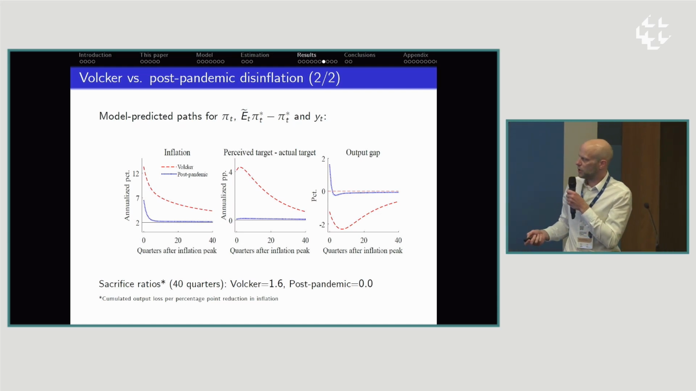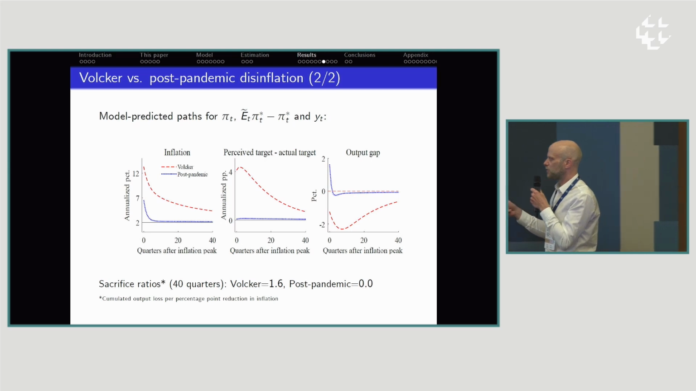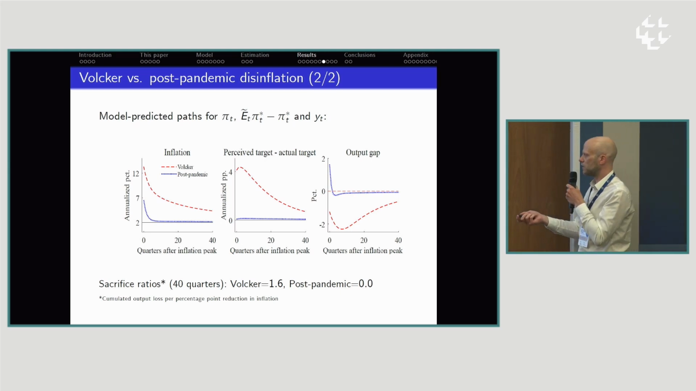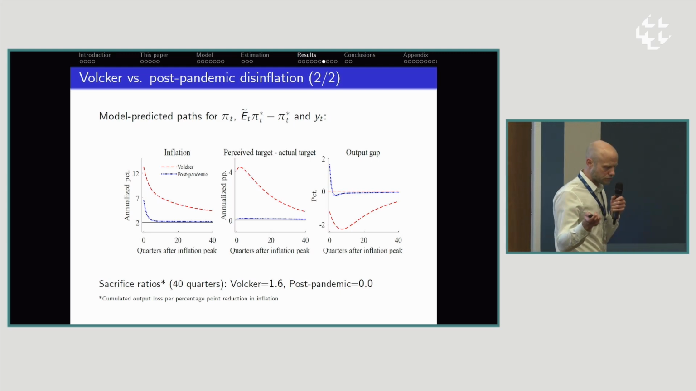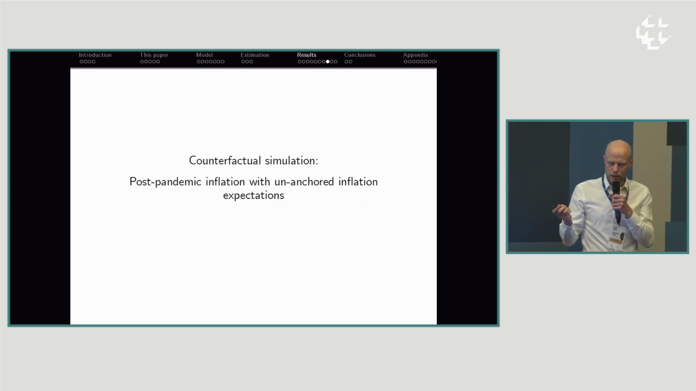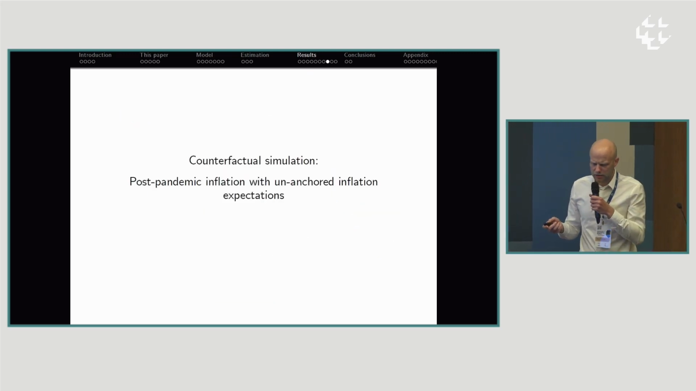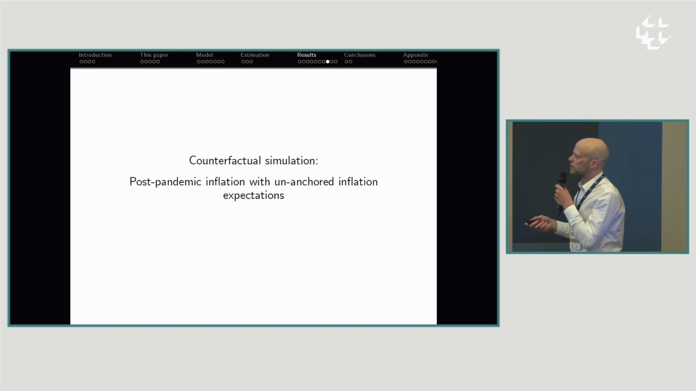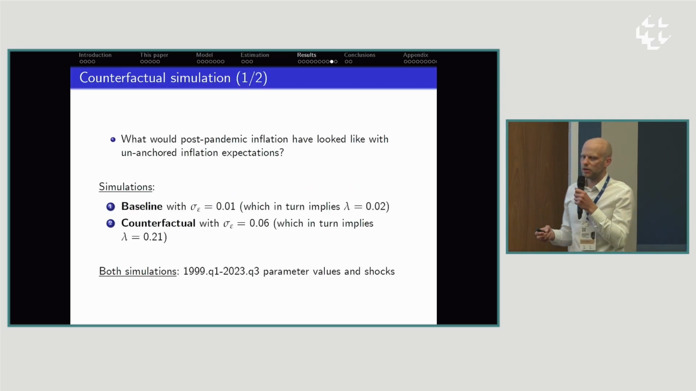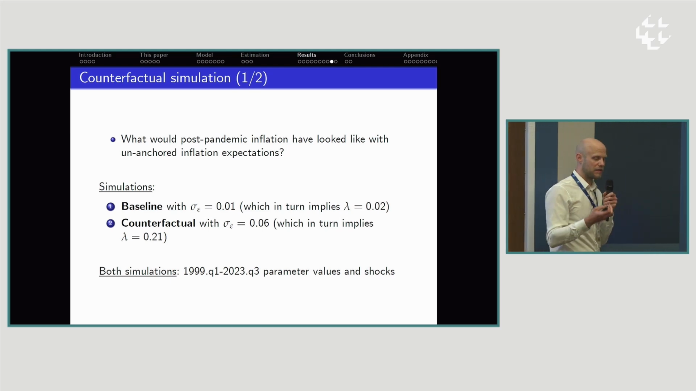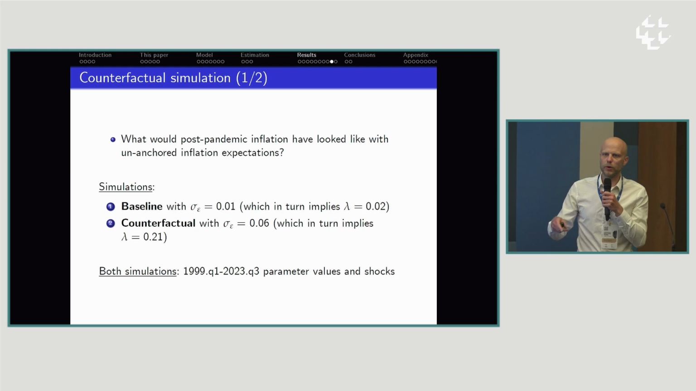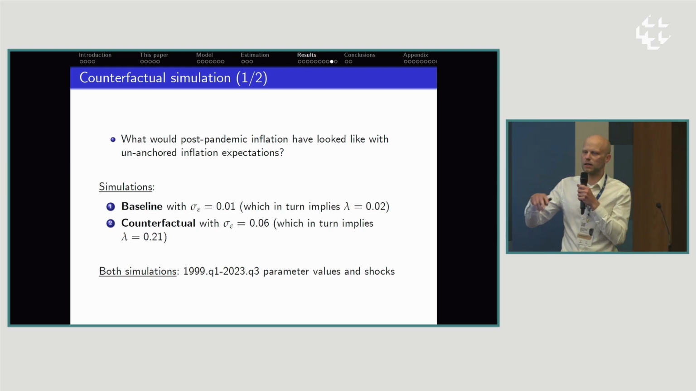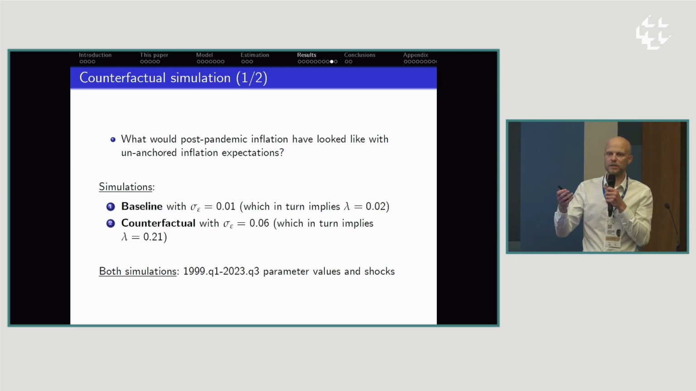The sacrifice ratios, reduced form sacrifice ratios over a 10-year period is for the Volcker disinflation 1.6, post-pandemic 0. Okay, another exercise is a counterfactual simulation where I'm just asking the question, okay, if expectations had been as poorly anchored in the 2020s as they were in the 70s, 80s, what would post-pandemic inflation have looked like?